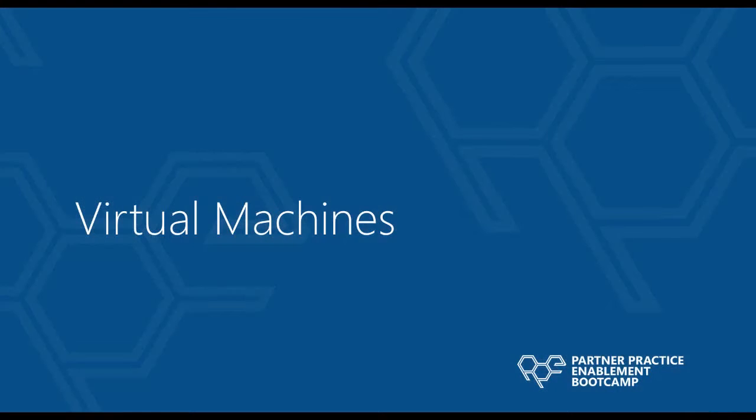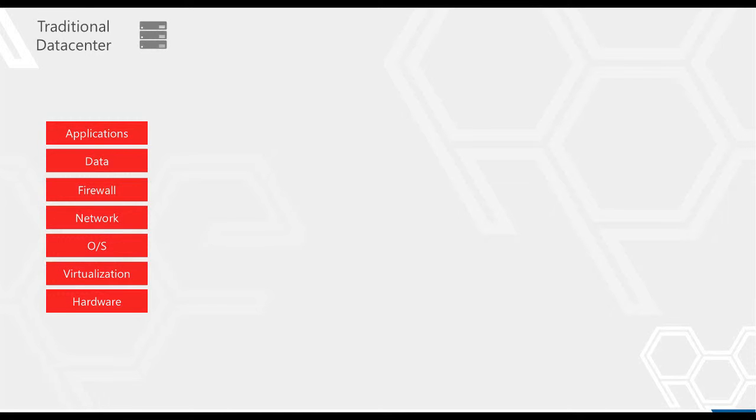To get started, I'd like to compare the traditional stack of a traditional data center with the various compute models offered by Windows Azure. Starting on the left, the traditional data center, let's start from a bottom-up perspective. You can see that in a traditional data center, you own everything from the hardware, the underlying servers, the network, the switches, the cabling, all the way through virtualization, operating system, the network, firewall, data, and applications. And this is how computing has been for a long, long time.